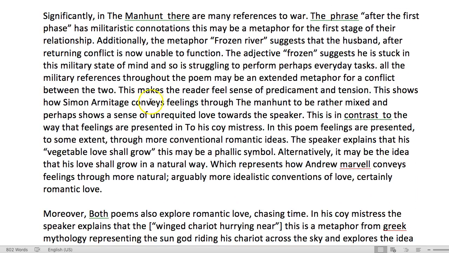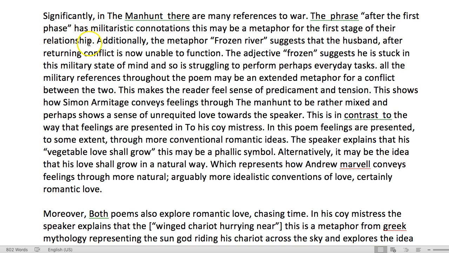I'm going to jump to this paragraph, which seems to be your best one. Significantly, in the manhunt, there are many references to war. The phrase after the first phase has militaristic connotations. Full stop, please. This may be a metaphor for the first stage of their relationship. Good, but if it is a metaphor for their relationship, why is she using militaristic connotations? What is she saying about the sort of relationship they had? And that would be an exploratory response.